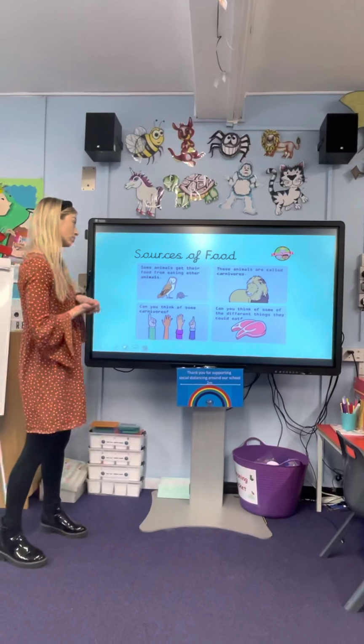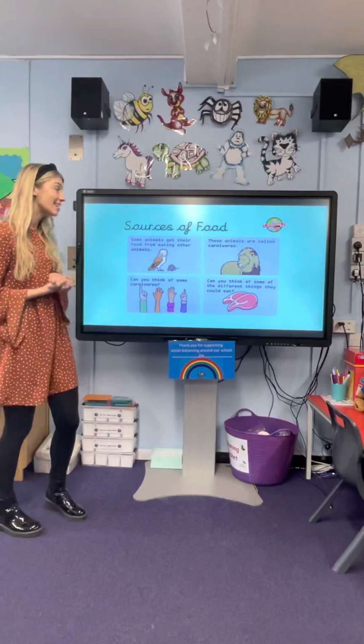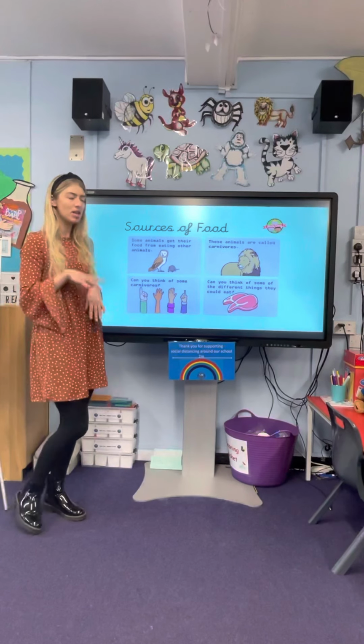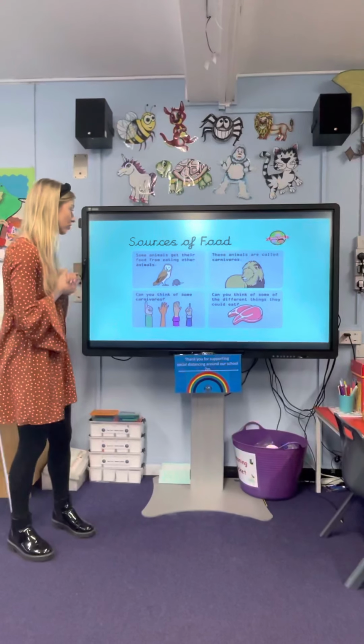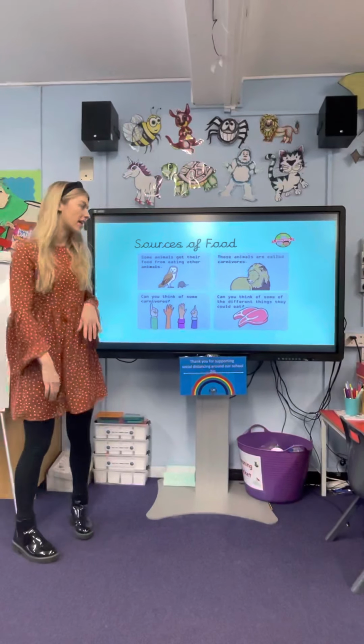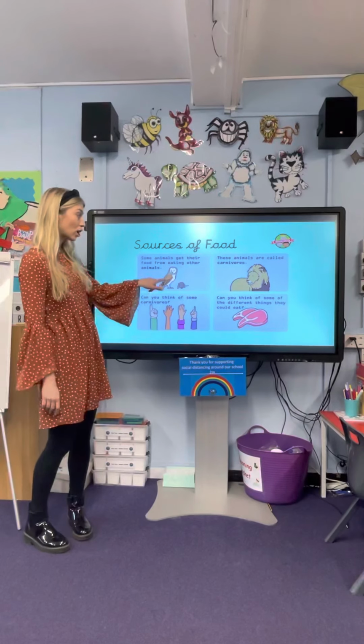Now, some animals get their food from eating other animals, okay? And these are called carnivores. Now, I know we've mentioned carnivores in the past, so I know you'll already have a little idea about what carnivores are. So can you think of any carnivores and think of some things that they might like to eat? There's a little bit of a clue here.